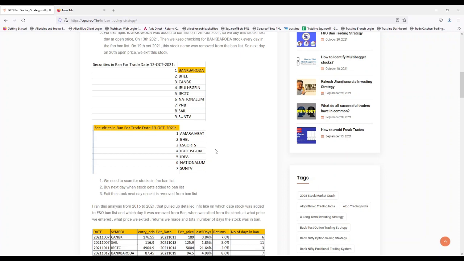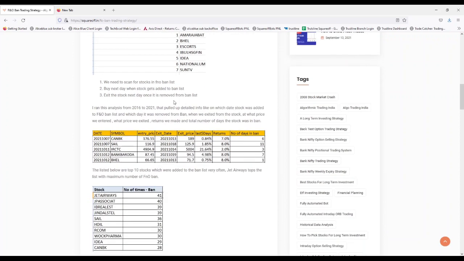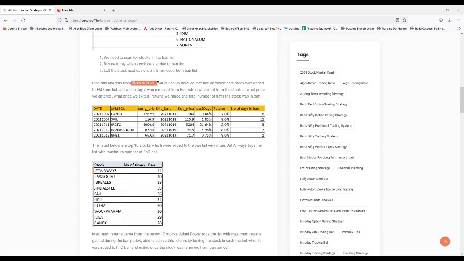Whenever a stock crosses 95% of the market wide position limit, it will be added to the F&O ban list. From there, if it goes below 80%, it will be removed from the F&O ban list. So on the 19th it was removed, and we will be exiting this stock on the 20th. The rules are simple. We need to scan the list of stocks which are in the F&O ban list. Whichever stocks get into the F&O ban list, buy them the next day, and then check every day's F&O ban list to find out when that particular stock is removed from the ban. The day after it is removed, you exit from that stock. This is what we did from 2016 to 21.